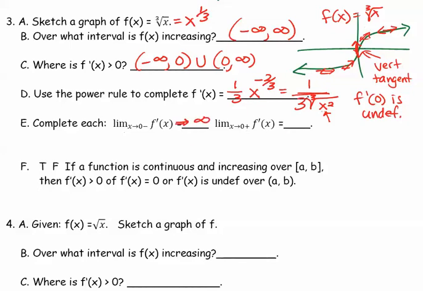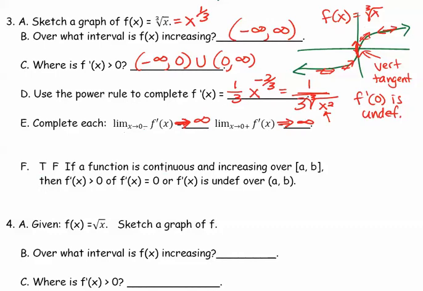And why does it go to positive infinity? Because we're squaring the x first. So even though x is negative, we're squaring it to make it positive. So we know that the same thing is going to happen on both the left and the right sides of 0: our derivative is going to go to infinity. Okay, so let's check out the true-false question.